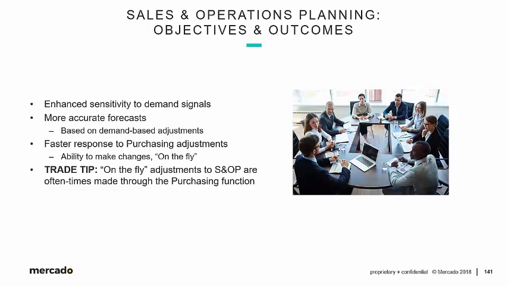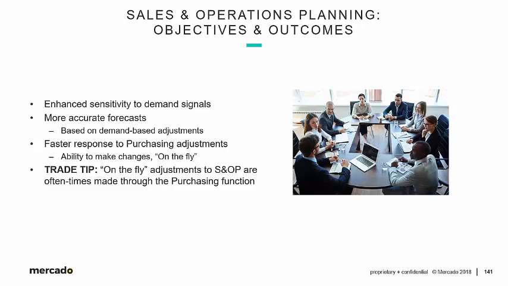When sales and operations planning techniques are in place, by definition, we are forced to look at specific demand signals. As such, we can create enhanced sensitivity to them. Over time, second bullet point, we're looking for more accurate forecasts. Ideally, we're using real sales and operations planning data to make adjustments to the supply chain. That's on the short term.